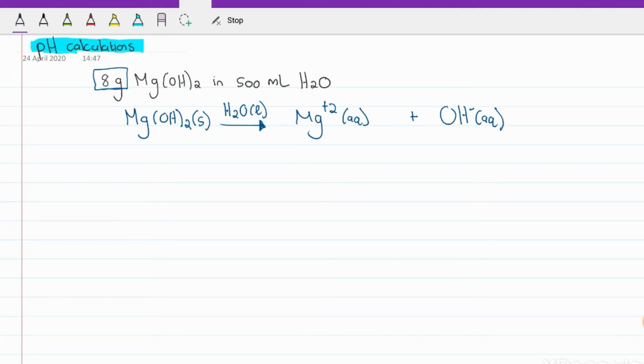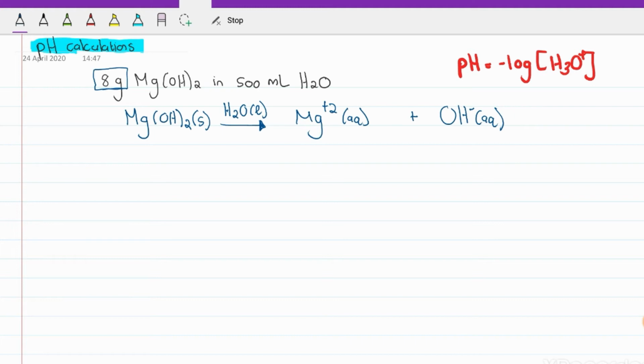What do we have and what do we want to calculate? So if I can quickly just rewrite the formula to work out pH. pH is the negative logarithm of the hydronium ion concentration. So we need to calculate the hydronium ion concentration, but in our reaction equation we don't have that, so we're going to work with the hydroxide ion concentration.